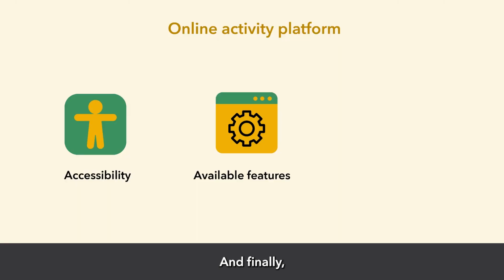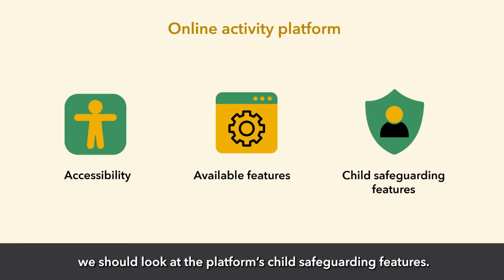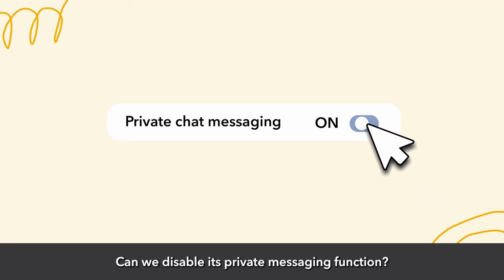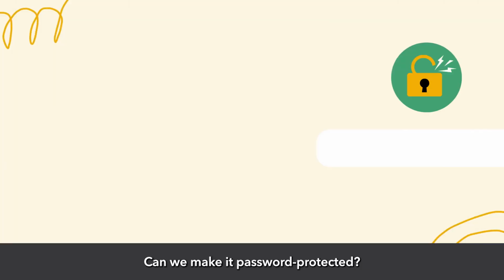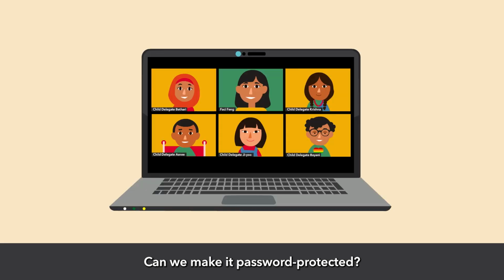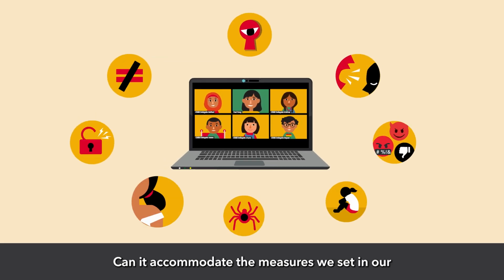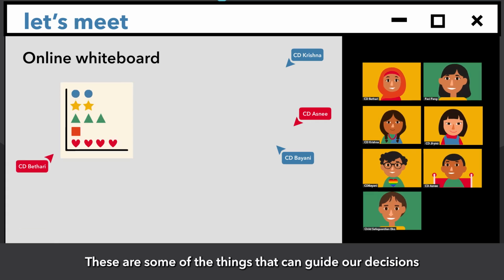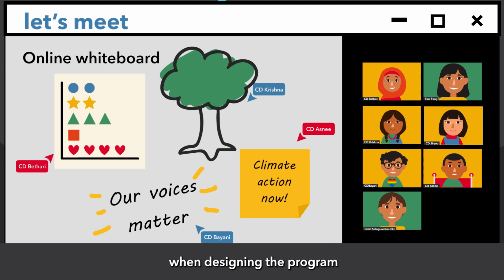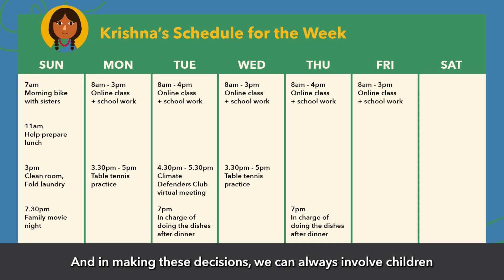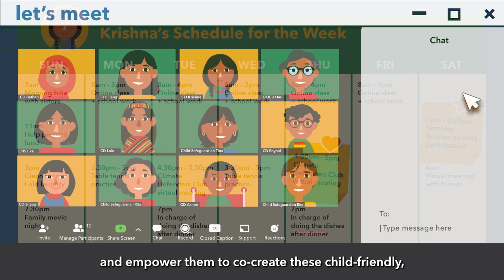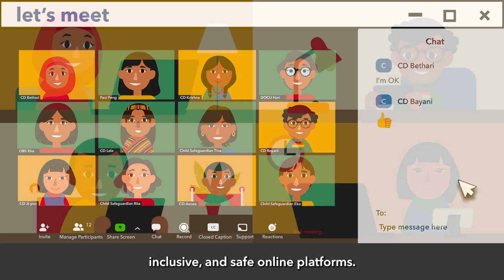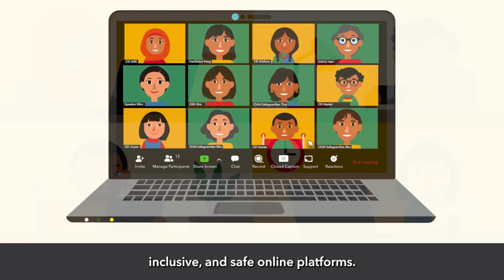And finally, we should look at the platform's child safeguarding features. Can we disable its private messaging function? Can we make it password protected? Can it accommodate the measures we set in our child safeguarding policy and code of conduct? These are some of the things that can guide our decisions when designing the program. And in making these decisions, we can always involve children and empower them to co-create these child-friendly, inclusive, and safe online platforms.